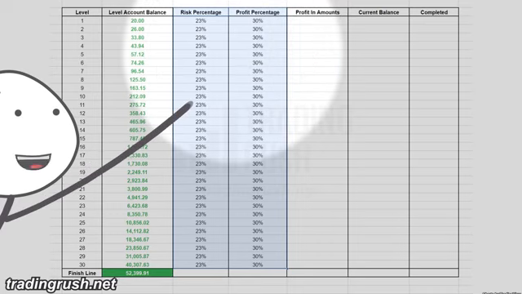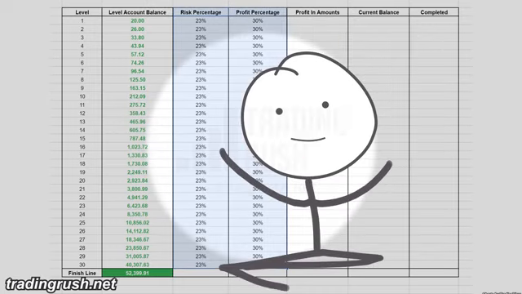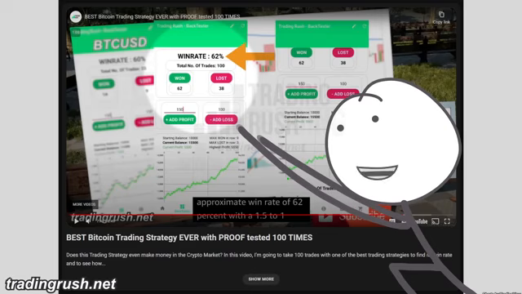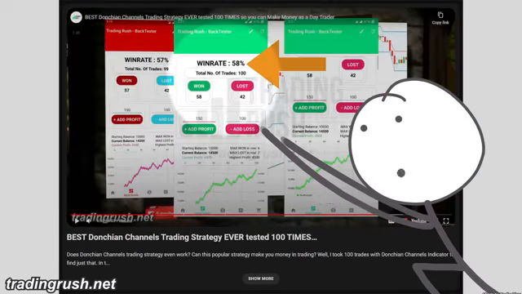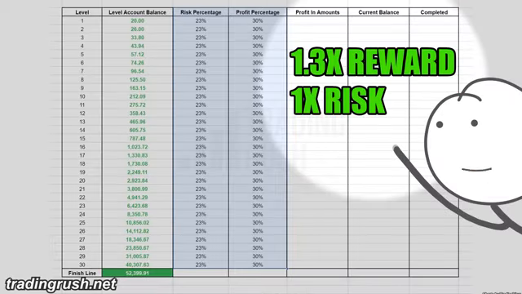reward-risk ratio. I kept the risk percentage high because the whole point of the challenge is to grow the account faster. It's a high-risk, high-reward strategy. And the other thing I liked is the 1.3 to 1 reward-risk ratio. You see, we have data that says in the trending market, MACD, or Donchian Channels trading strategy, gives around a 60% win rate with a 1.5 to 1 reward-risk ratio. That ratio is higher than 1.3 to 1 used in this challenge.